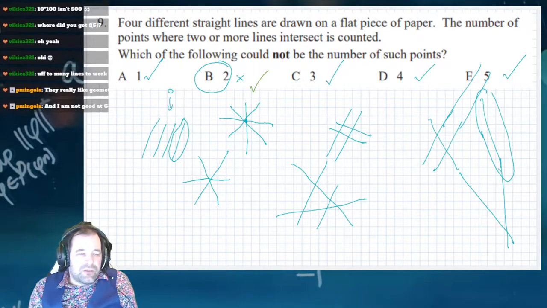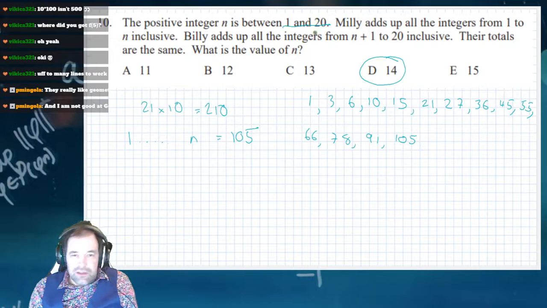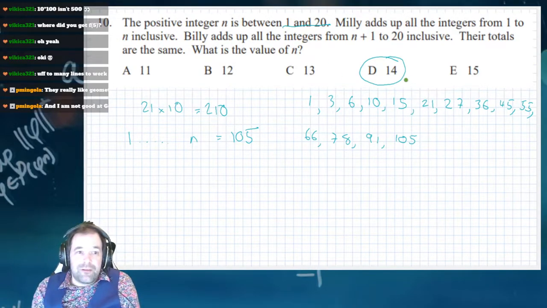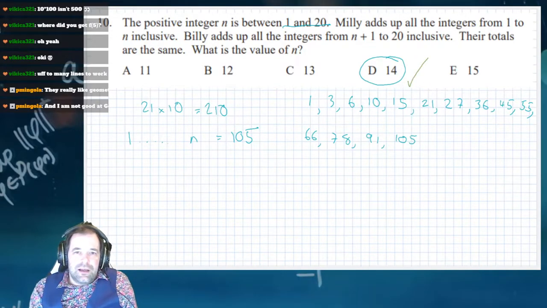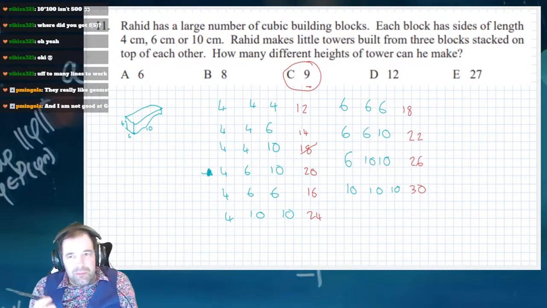Yeah, it's split into about, there's a lot of geometry there. I love geometry. Geometry and number theory are my favorite areas of maths. 10 is D. I'm probably better at number theory, but I think geometry is more beautiful.